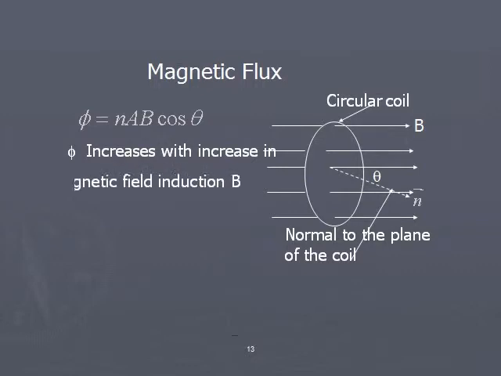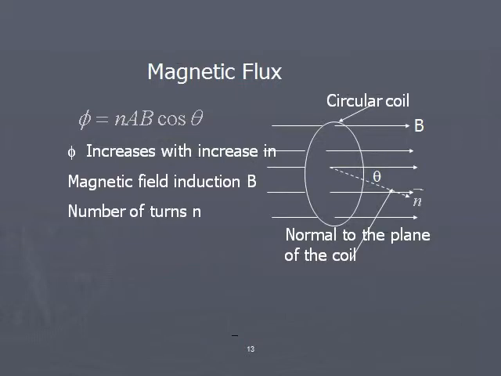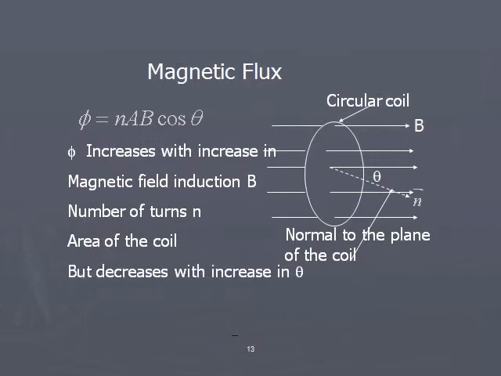So the flux phi depends on N, A, B and theta. So phi increases with the increase in N, A or B. That is number of turns. If there is increase in number of turns, flux will increase. If there is increase in area of the coil, then the flux will increase, or the flux will increase with the increase in magnetic field induction. But the flux will decrease with the increase in angle theta. If theta increases, the flux phi will decrease.